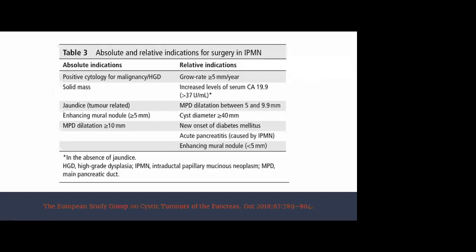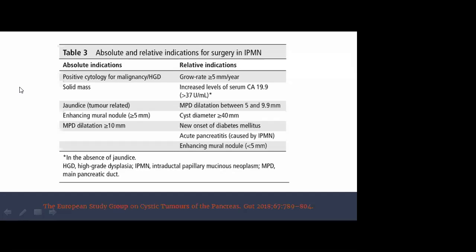So again, the guidelines have considered absolute indications and relative indications. The absolute indications are, as I mentioned, positive cytology for malignancy or high grade dysplasia, a solid mass, or a jaundiced patient caused by a tumor or a cyst in the head of the pancreas. Then an enhancing mural nodule of more than 5 mm in size, or a main pancreatic duct dilatation of more than or equal to 1 centimeter.